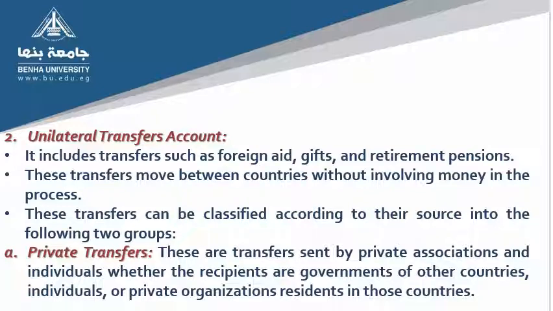Unilateral transfers account. It includes transfers such as foreign aid, gifts, and retirement pensions. These transfers move between countries without involving money in the process. These transfers can be classified according to their source into the following two groups. Private transfers. These are transfers sent by private associations and individuals, whether the recipients are governments or other countries, individuals or private organizations residents in these countries.